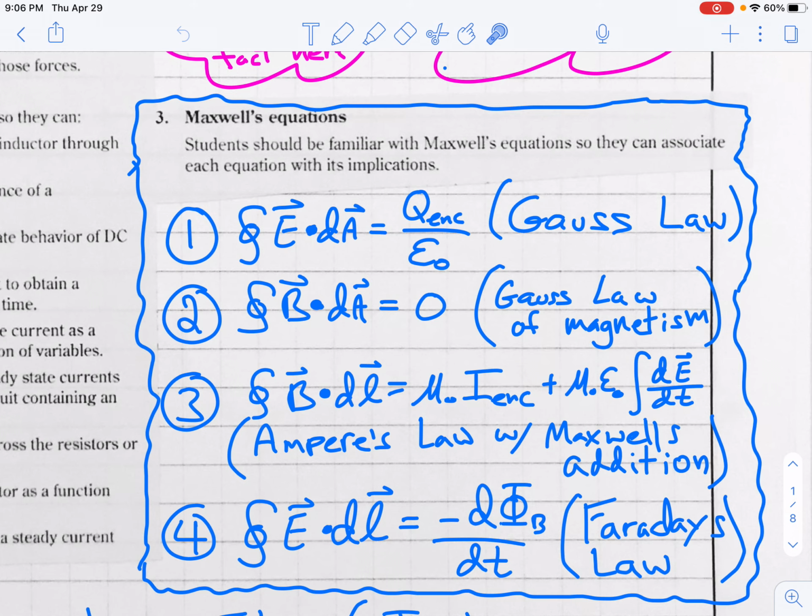The fourth of Maxwell's equations is Faraday's law, which we will cover in this unit: the closed integral of the electric field, and this is dl, not dA, dl. So this is a closed loop integral similar to Ampere's law, is equal to the negative change in magnetic flux. We'll talk about what that negative means. That negative has to do with Lenz's law, which helps you figure out the direction of the electric field based on the changing magnetic field, or based on the changing magnetic flux. Basically, this electric field will oppose the change in the magnetic flux.